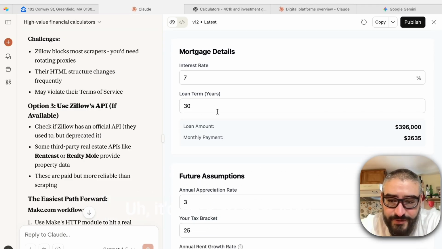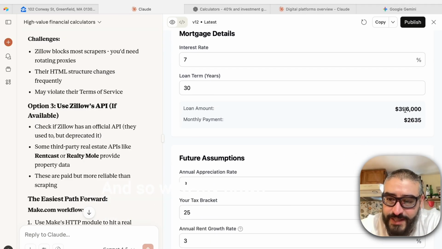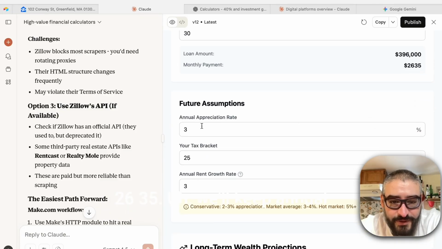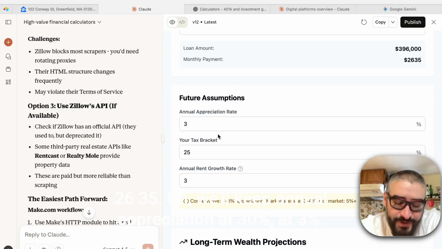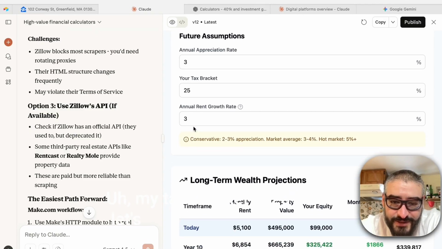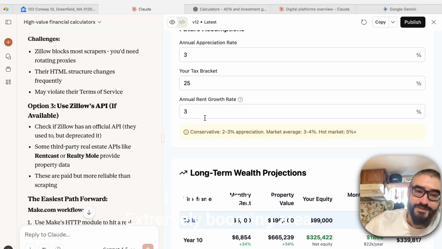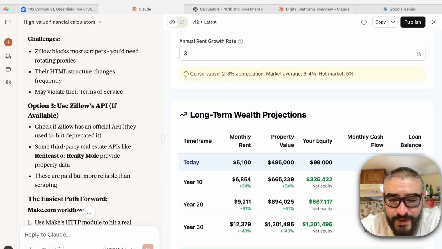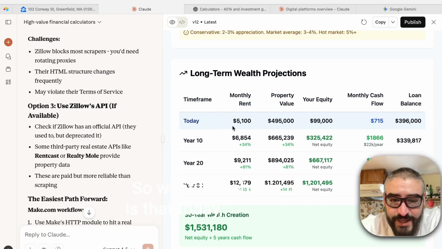It'd be a 30-year loan. And so with my down payment, I'm looking at 396 for the loan, which comes out to 2,635. We'll keep annual appreciation at 3%. My tax bracket is 25%. And let's just say that I can grow. I don't live in an extremely booming area, so let's just keep it conservative and say that the annual rent growth rate is 3%. Okay, so what this shows me is that today, monthly rent is 5,100.